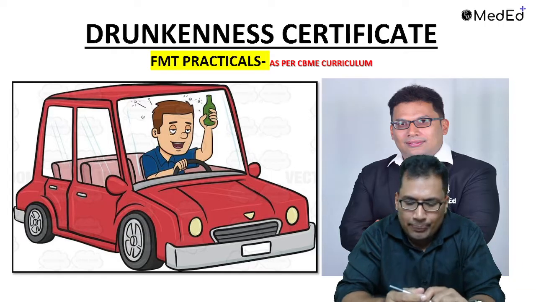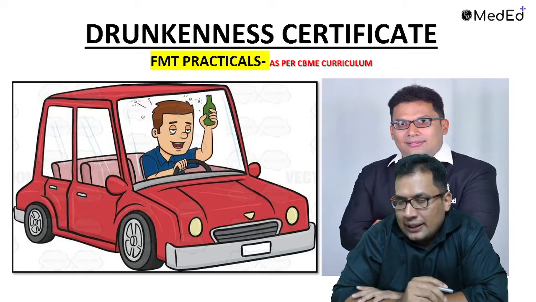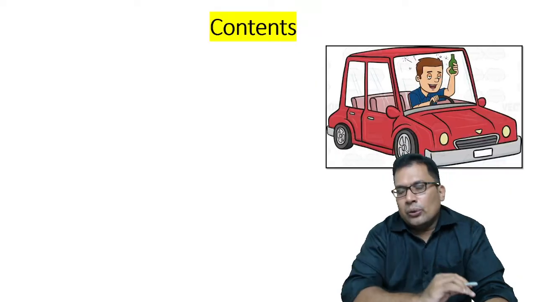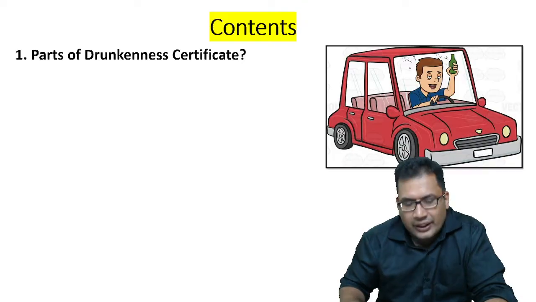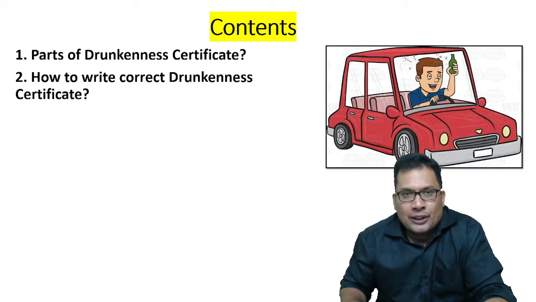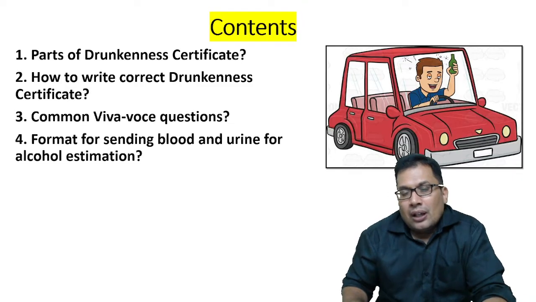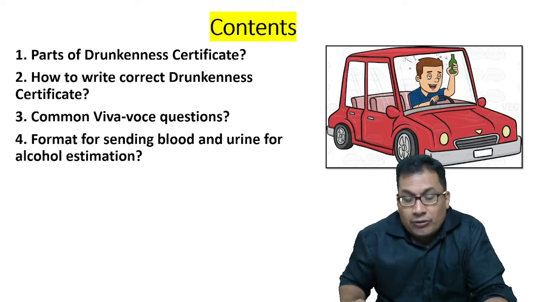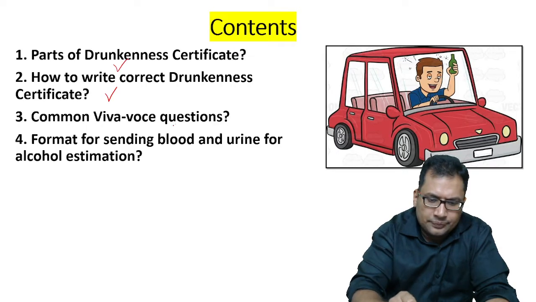As you know, it is a very important exercise in your FMT practicals as per CBME curriculum. In this video, I'm talking about what are the parts of the Drunkenness Certificate, how to write correct Drunkenness Certificate, especially the opinion, common viva voce questions, and format for sending blood and urine for alcohol estimation.